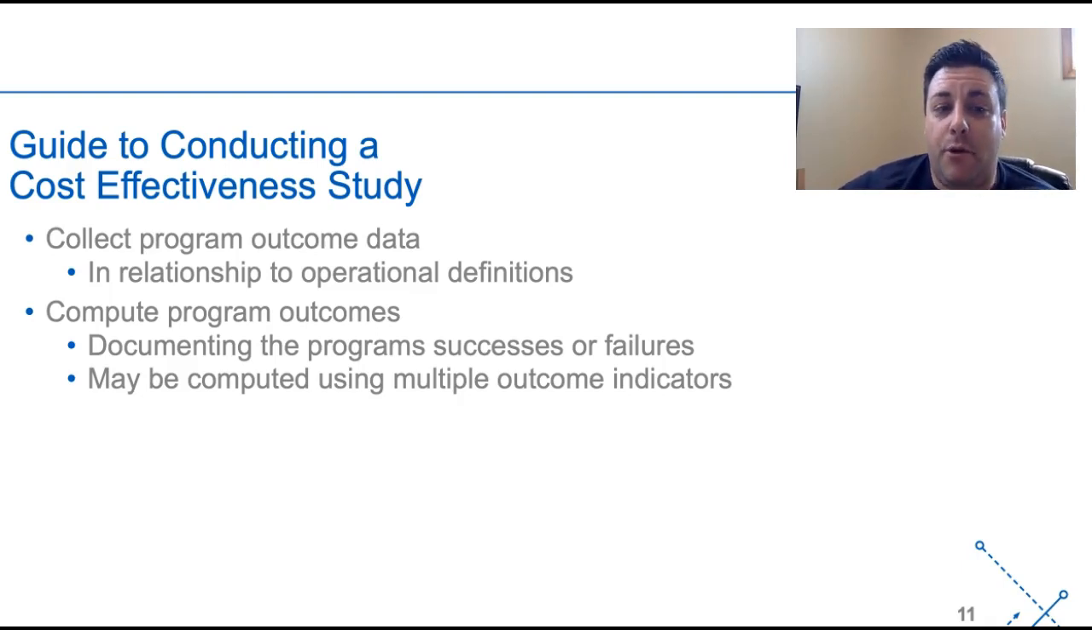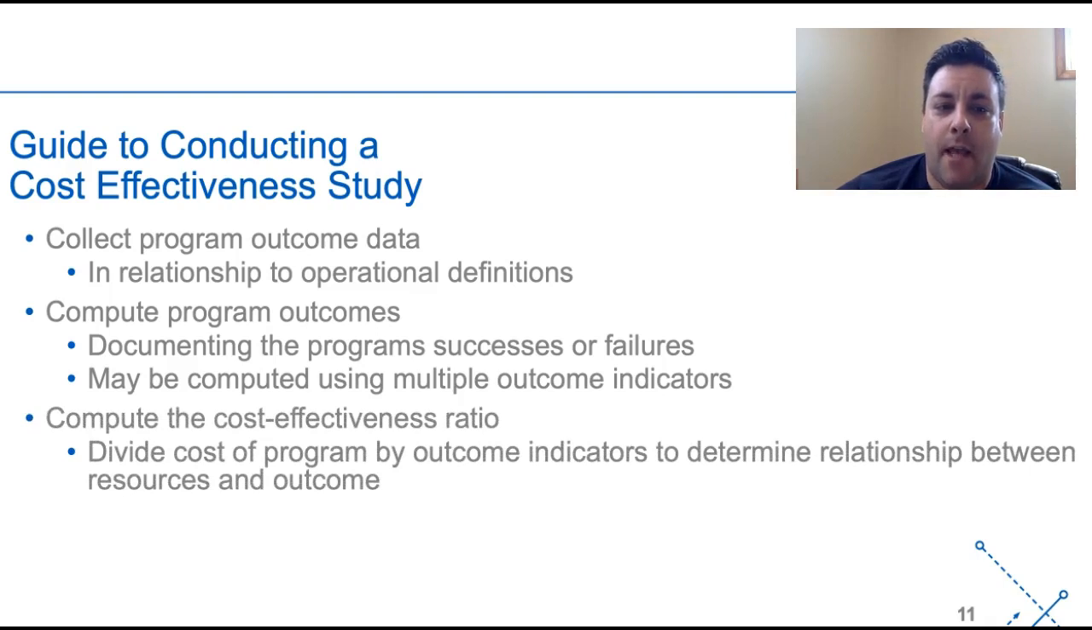Then we have to compute program outcomes, and what that really means is we have to translate those outcomes into dollars. So oftentimes when we're computing program outcomes, we're documenting the program's successes and failures, and the best cost-effectiveness studies really use multiple outcome indicators. Then we simply do the calculation. We do the cost-effectiveness ratio.